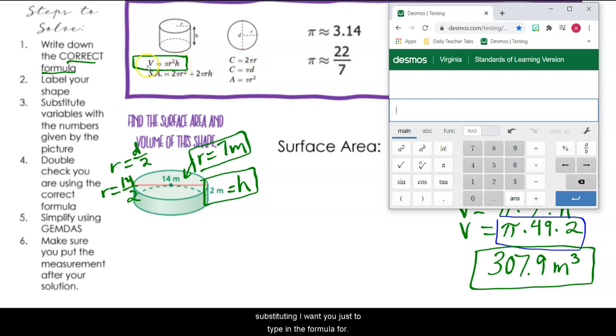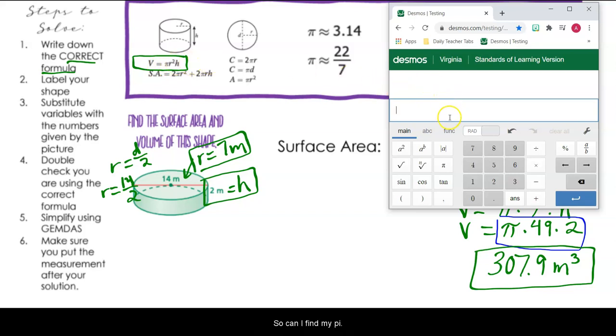Instead of substituting, I want you just to type in the formula for volume. You're just going to type in the expression part, so you're not going to type in the V. That's what you're trying to figure out. You're going to type in pi r squared h, just as the formula is there.